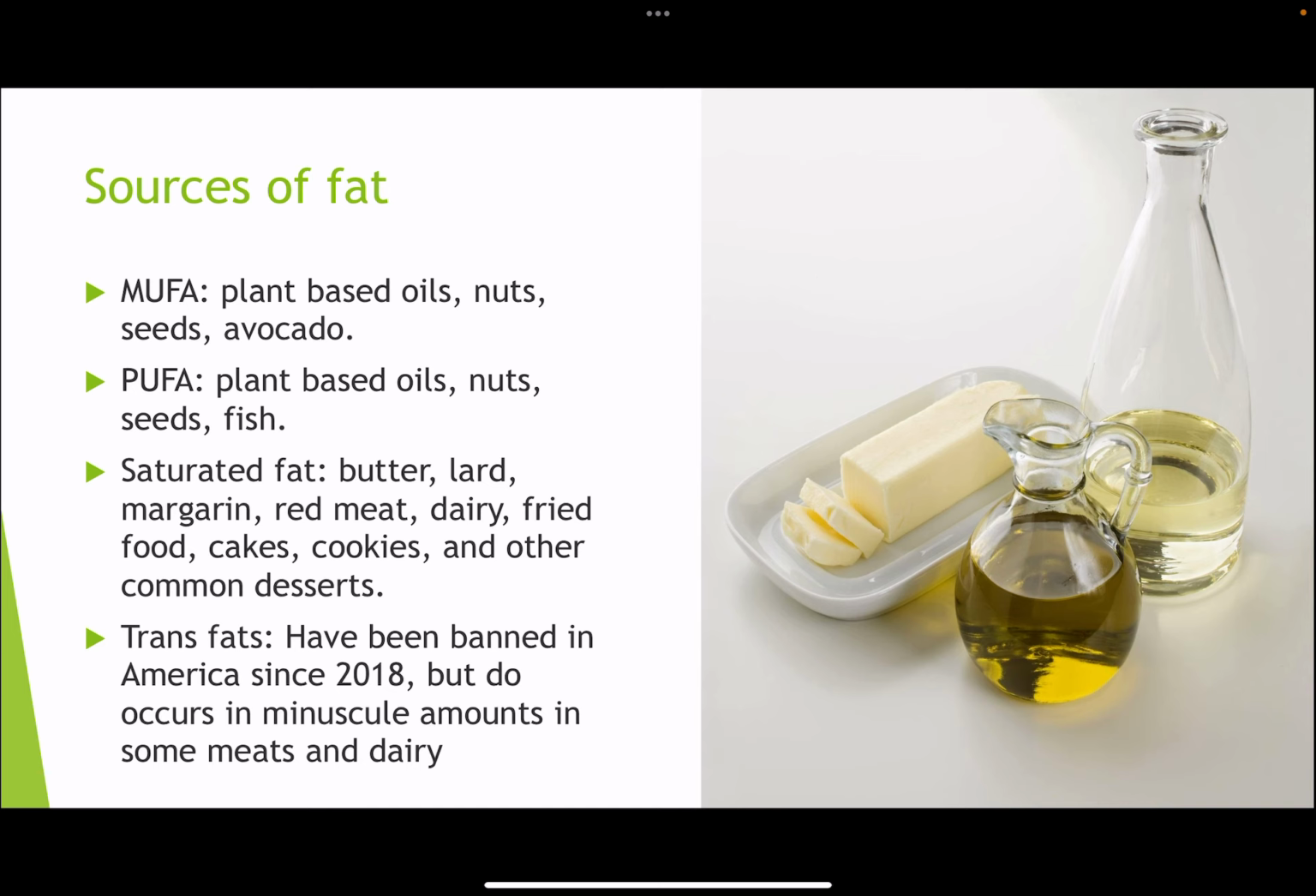Saturated fat and trans fat are both solid at room temperature. Saturated fat you might find in butter, lard, margarine, red meat, dairy, fried foods, cakes, cookies, and other common desserts. Trans fats have actually been banned in America since 2018, so you will not see them added to anything nowadays. Unless you have something hidden in the pantry from before 2018, you might find it in something like popcorn. But there are some small amounts of trans fatty acids that naturally occur in some meats and dairy.